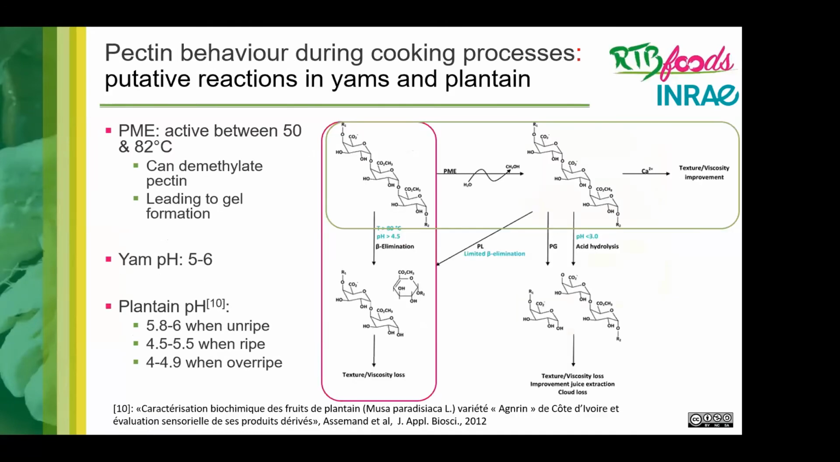So for yam and plantain, we can mainly have two types of reaction, we think. We can have a demethylation of methylated pectin by pectin methylesterase. It is active between 50 and 82 degrees. So it gets deactivated at some point, but not at the beginning. And demethylated pectin will lead to gel formation and an increase of viscosity.